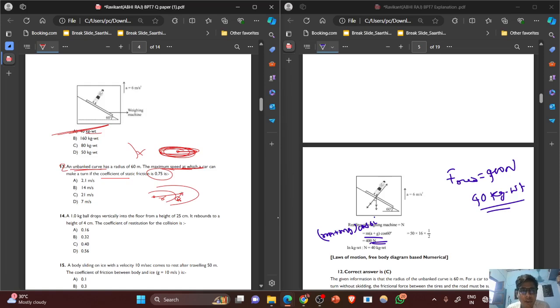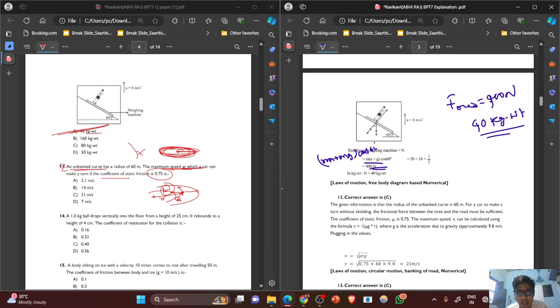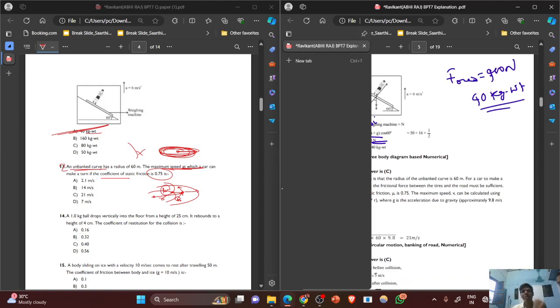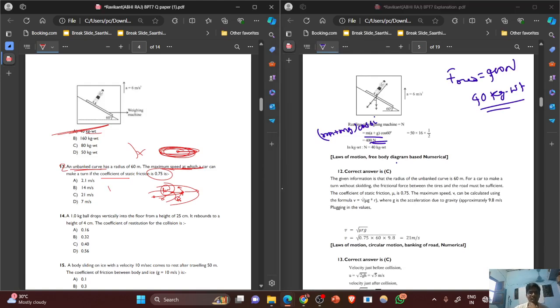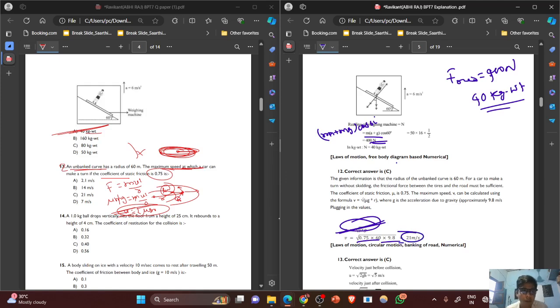It's simple, because as you know, due to its velocity there will be a centrifugal force that should be balanced by the friction force. So simply balance the centrifugal force with the frictional force, and you get the answer. You can also remember the formula: force is equal to mv square by r, and force is equal to mu into N, where N is mg. So v equals the square root of mu g r. This is the maximum velocity. Just put the values and get the answer: 21 meter per second, so option C is the correct answer.